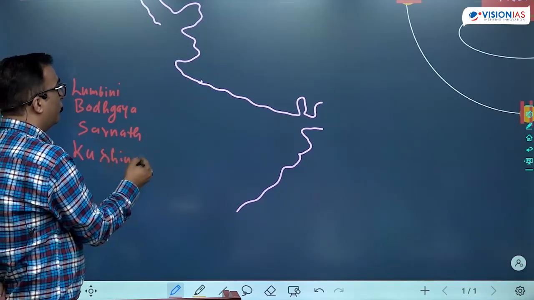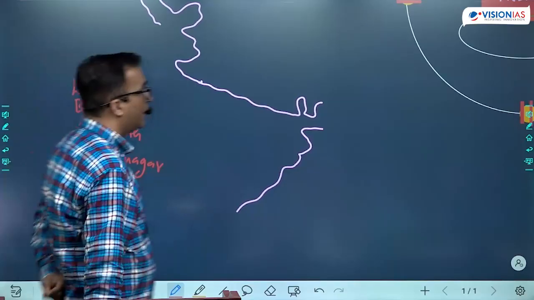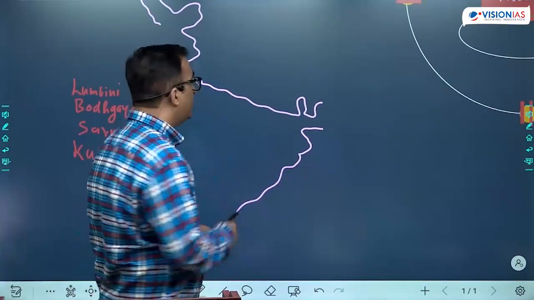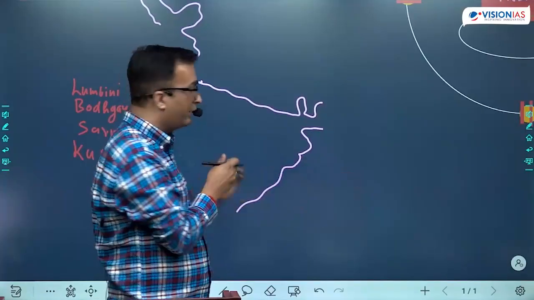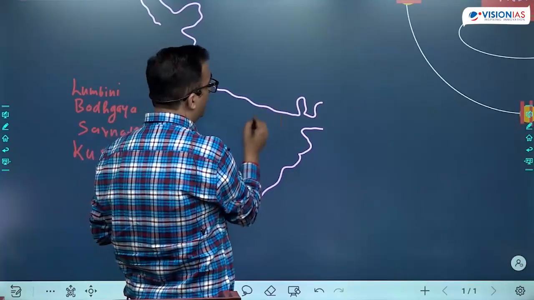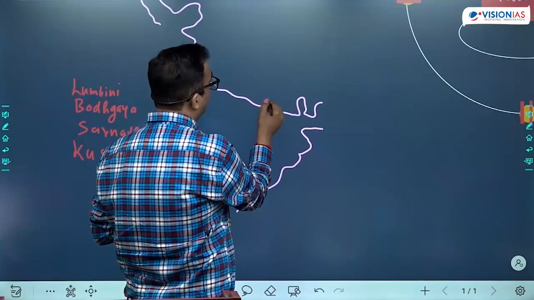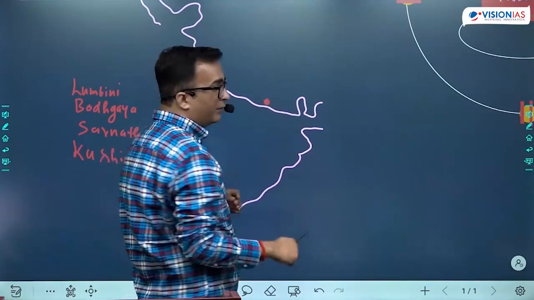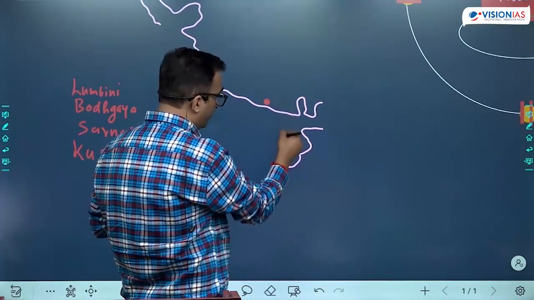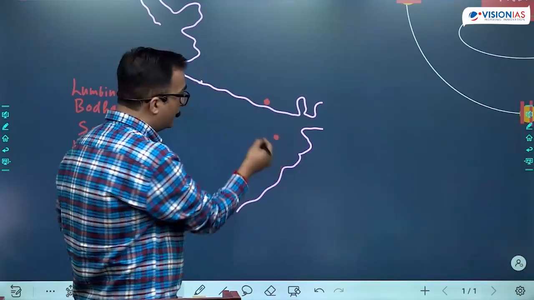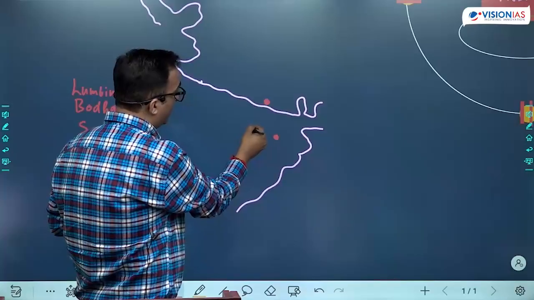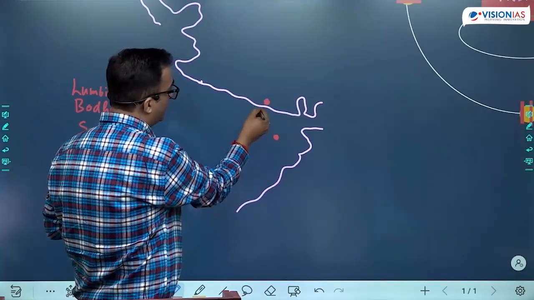So these are the four places which are depicted on this map. Lumbini is the tri-junction of the UP, Bihar and Nepal border, so we can mark Lumbini over here. From Lumbini, Bodh Gaya will go into Bihar. From Bodh Gaya to Varanasi, Sarnath is over here, and Kushinagar is in this direction.